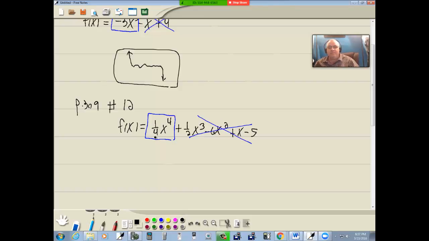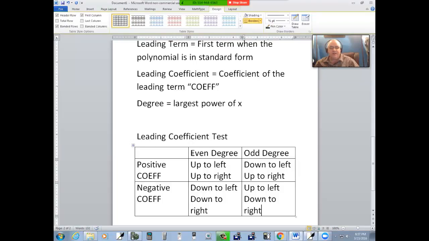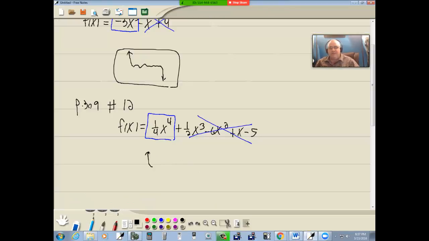And it's got a positive coefficient, and it's got an even degree. So even degree, positive coefficient, we're going to go up to the left, up to the right. So our graph is going to go up to the left and up to the right. And it looks like that choice right there. Now this doesn't tell you anything about what's happening in the middle. All it tells you is as it goes clear to the left, it's going up. As it goes clear to the right, it's going up. Okay, so let's take a look at one more of those. Number 19.